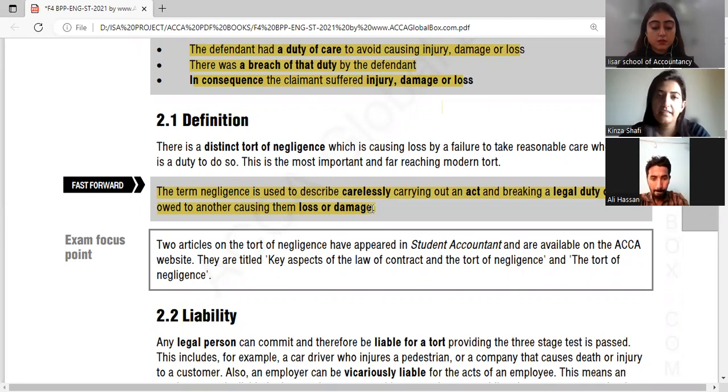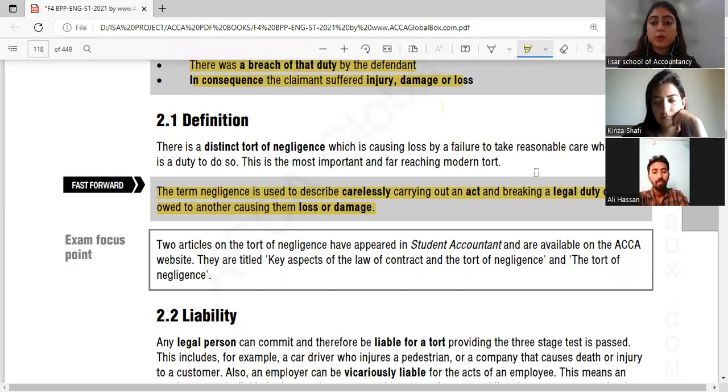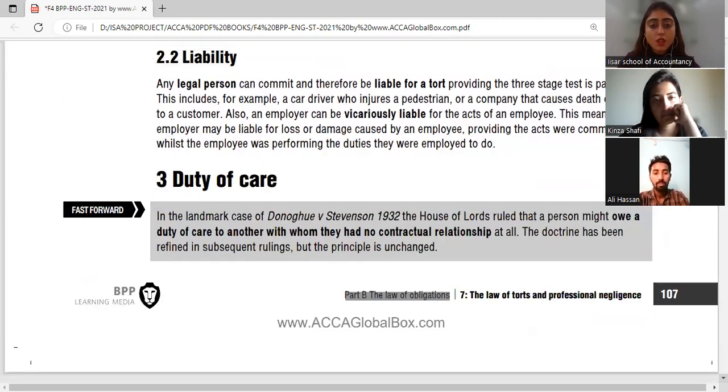What are they saying? It's negligence. They are saying that if I'm doing any job carelessly, and I am legally bound, because of my duty somebody has got a loss or damage. So this was actually my legal duty of care. I should have been careful. The term negligence is used to describe carelessly carrying out an act and breaking a legal duty of care owed to another, causing them loss or damage. So we have already understood this.